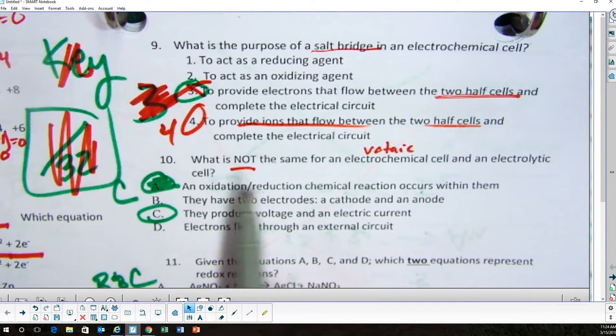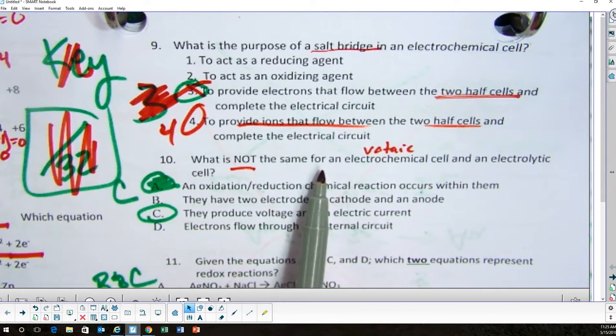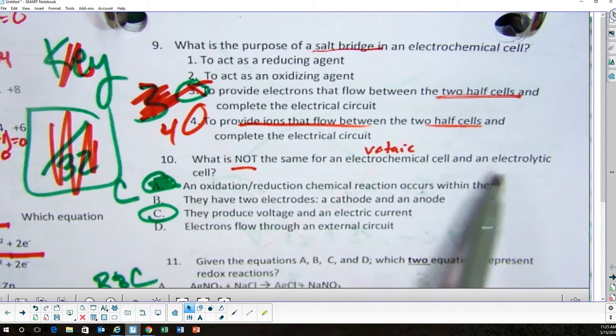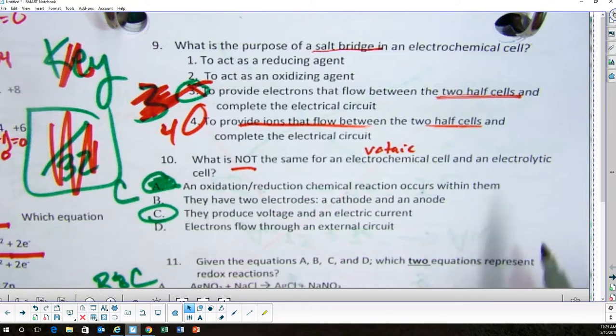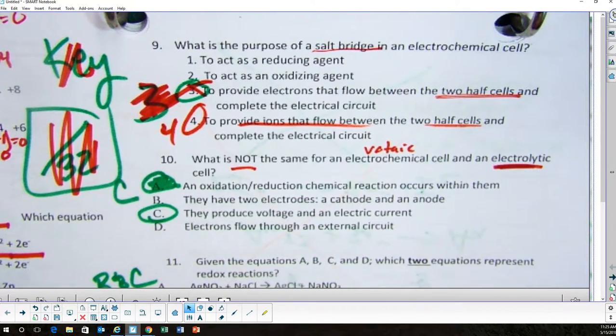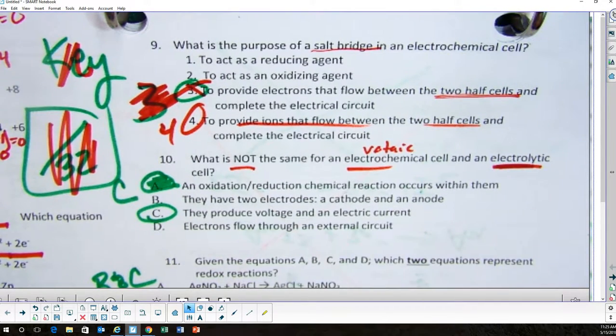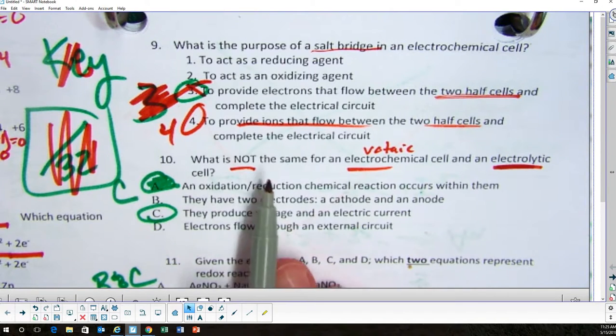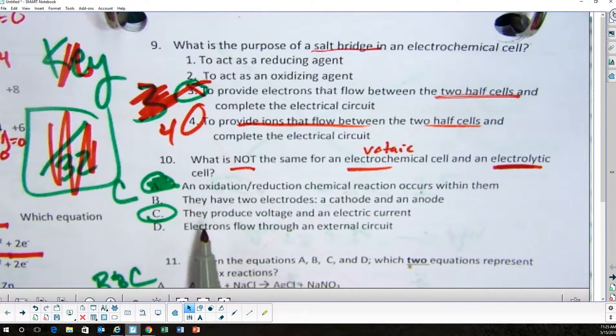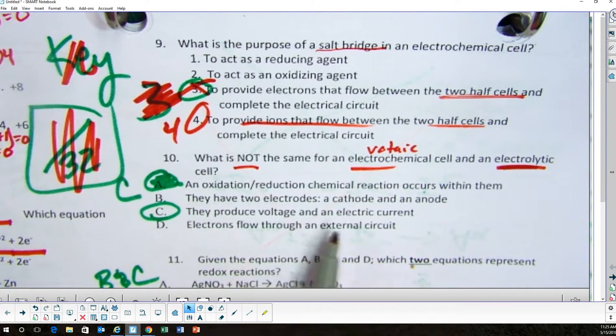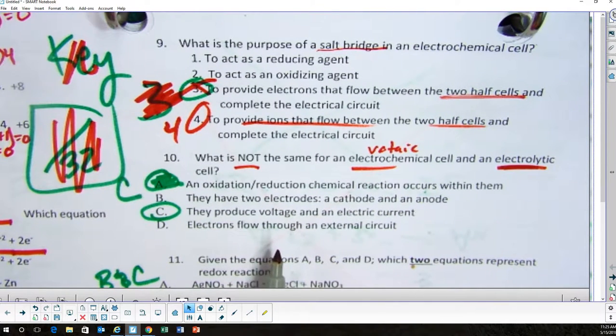Okay. Number 10, what is not the same for a voltaic or electrochemical cell and an electrolytic cell? Electrolytic cell needs electricity. A voltaic cell, or electrochemical cell, gives off voltage. They don't both produce voltage and an electric current. One of them needs voltage.